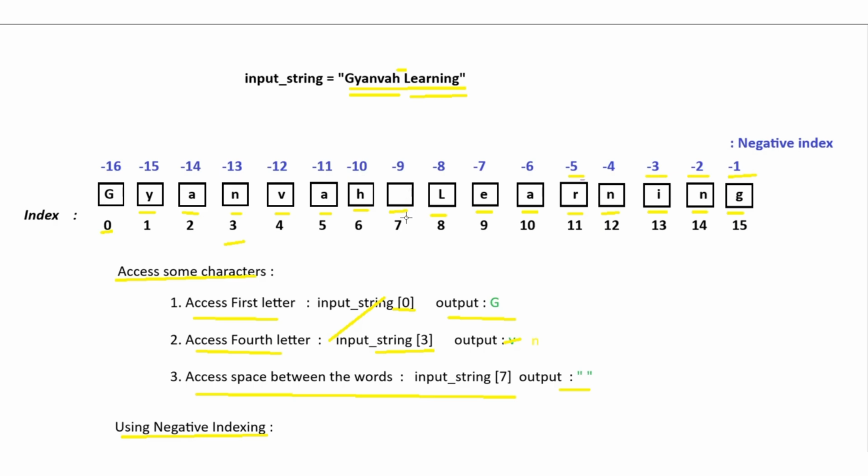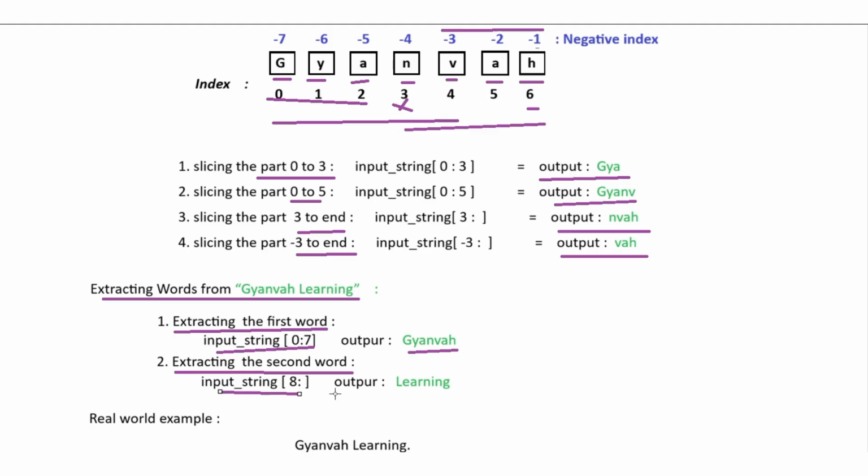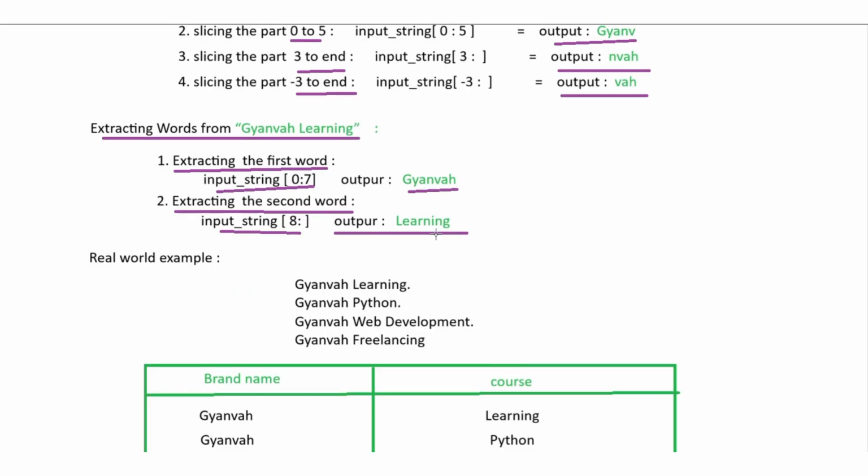Now let us extract the second word, learning. We know that learning starts at position 8, so if we slice from 8 to the end, we get learning. This is how slicing helps you break larger strings into smaller parts. In real-world applications, this is extremely useful. For example, splitting full names into first name and last name, extracting dates from a timestamp, getting the extension of a file name, taking only the first few characters for display, and so much more.